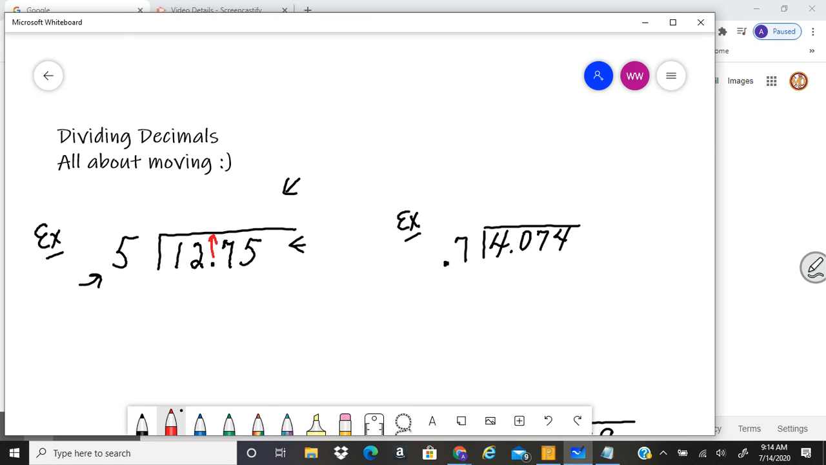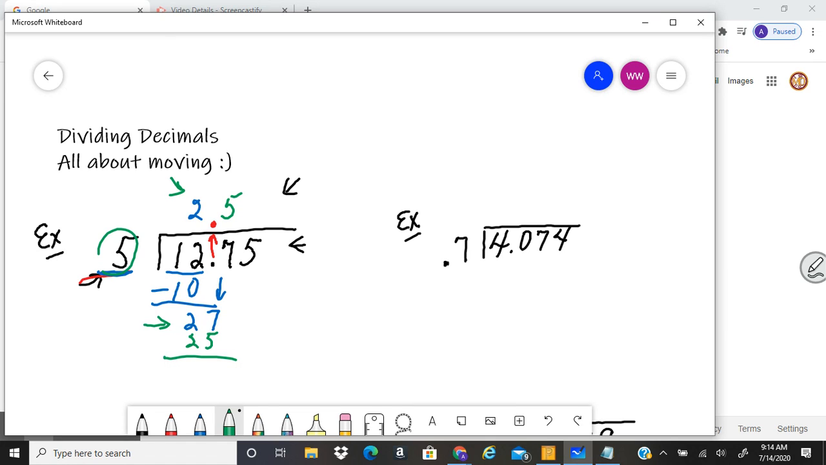Since there's no decimal in my divisor, that decimal is just going to slip on top. Then you divide like old school. 5 into 12 goes twice, multiply down, gives you 10. Subtract gives me 2. Drop that 7 on down. Now I'm looking at 5 into 27. I'm not worried about this 2 anymore. 5 into 27 goes 5 times. That gives me 25. Now I do the subtraction.